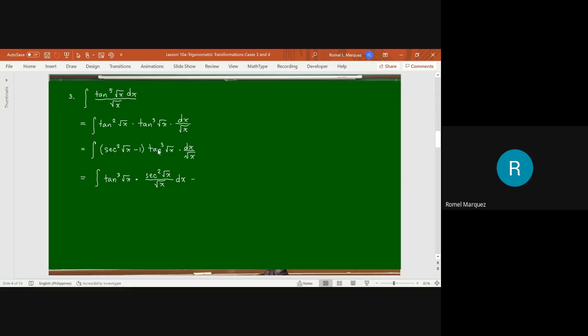For the second integral, we have integral of tangent cubed of square root of x times dx over square root of x. And this is again case 3 with n equals 3. So I will put 2 outside because I am planning to introduce 1/2 inside.